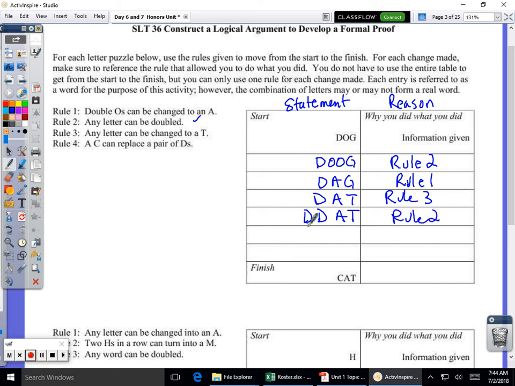And then a pair of D's can be replaced by a C. Okay, and I could do that for what reason? Pair of D's by rule 4. Okay, and then we've got what we ended with. All right, so this actually would be our finish. That would be our last step. All right, so we just changed dog into cat with those 4 rules.